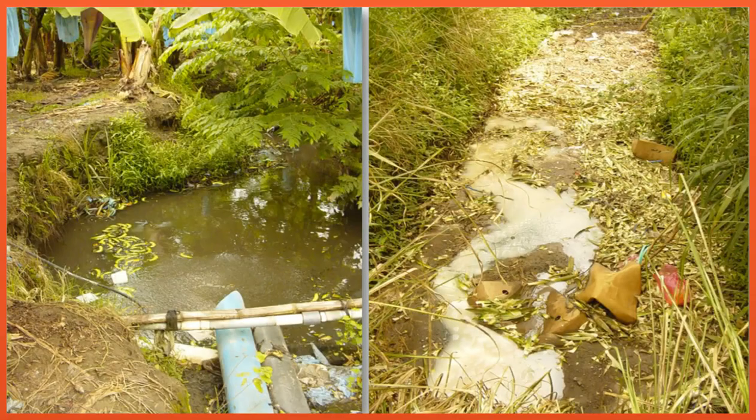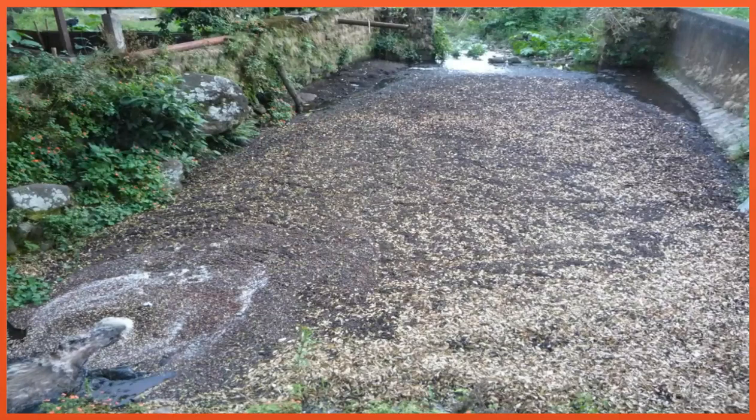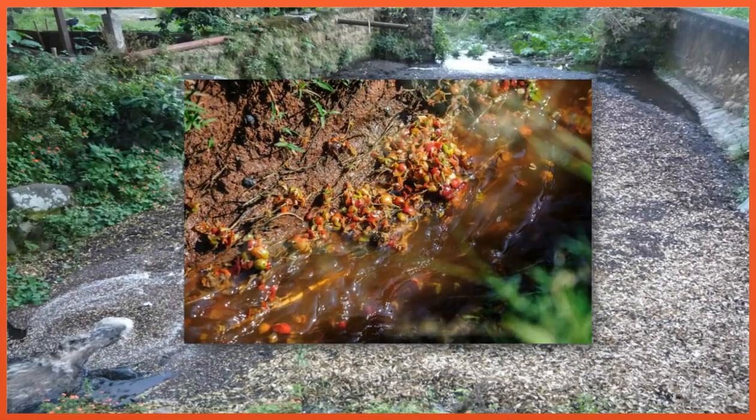In this banana farm, the wastewater with bananas is poured to the river and the pond. In these photos, you see wastewater that contains detergent and oil. In this case, a large quantity of wastewater from a coffee mill is discharged into a river, seriously contaminating the water. The river is full of coffee pulp.